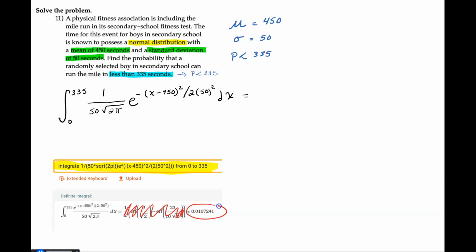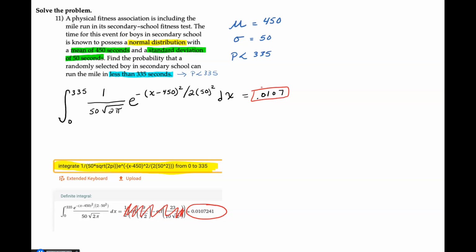We really just care about what the output is of the integral, and so I'm going to write it out here, and it is 0.0107. We'll take 4 decimal places and we'll record that as our answer. But let's give an interpretation. What in the world does this mean? Well, we're talking about this physical fitness test, and we're trying to find the probability of an individual who can run the mile in less than 335 seconds.